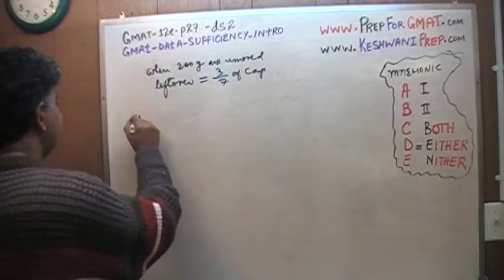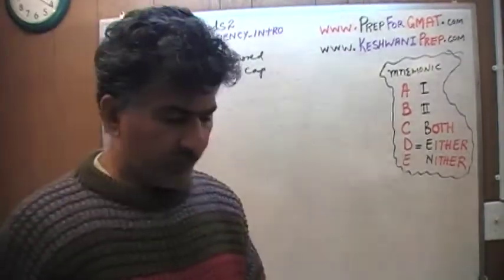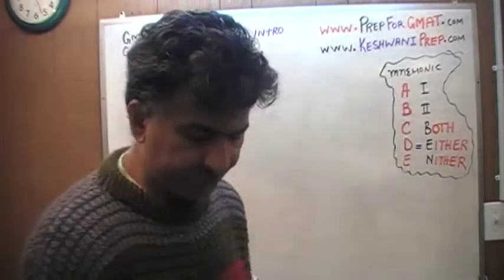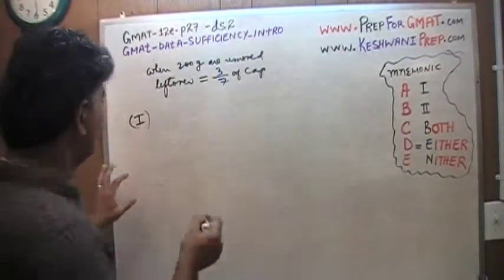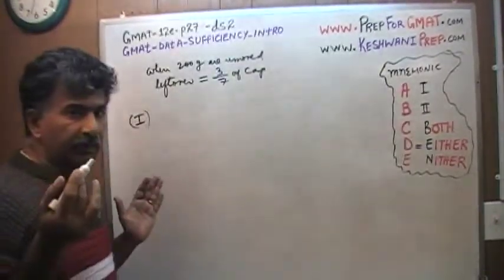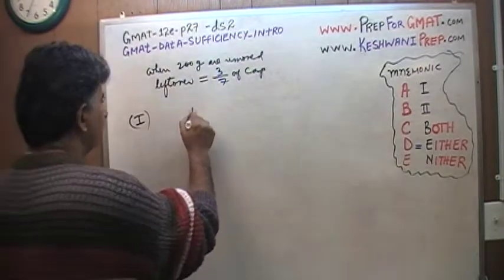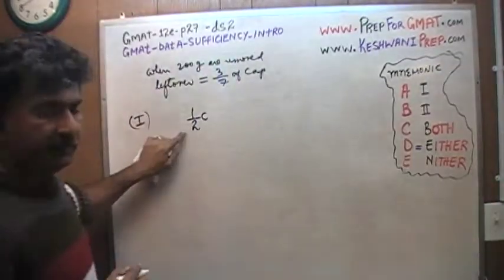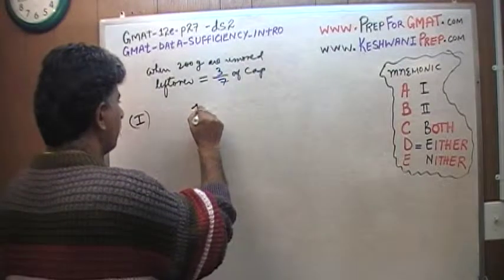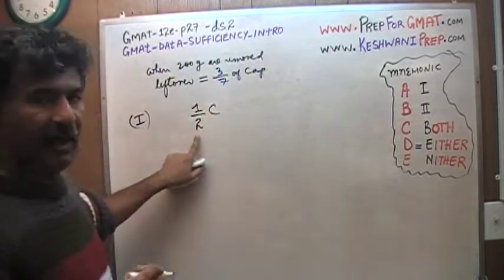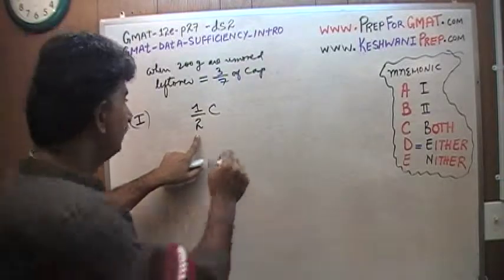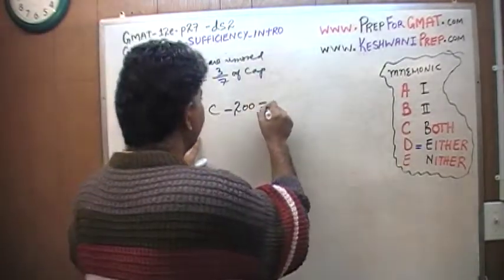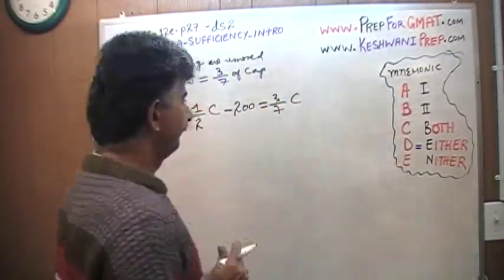Statement 1. It says, before the 200 gallons were removed, the volume in the tank was 1/2 of the capacity. There you go, voila. That's it. So it's the same equation that I just erased, which I shouldn't have erased. So here's the capacity, and the tank was half full. Half of the capacity of the tank was full, and then we removed 200 gallons. Then the 200 gallons were removed, and as a result, we are left with 3/7 of the capacity.